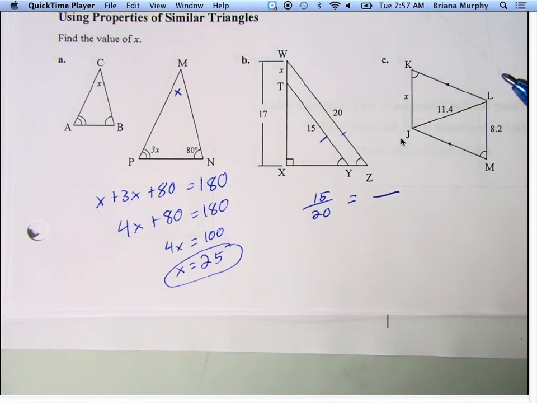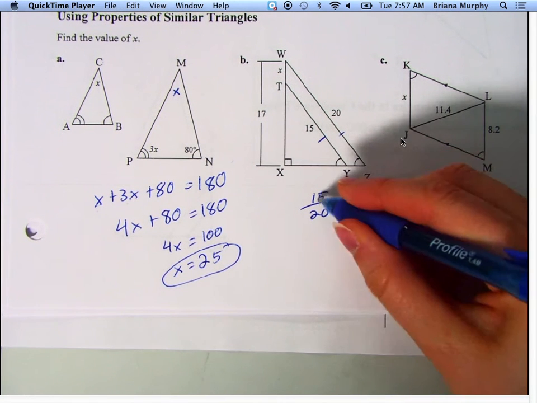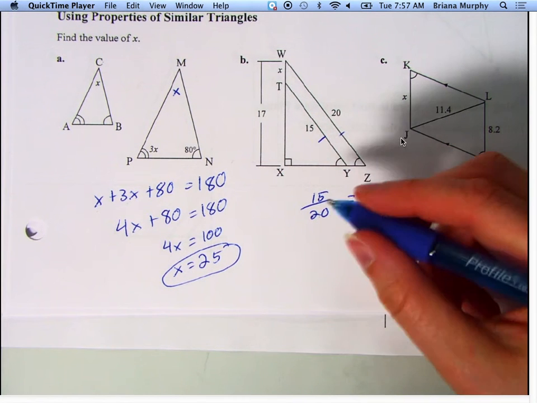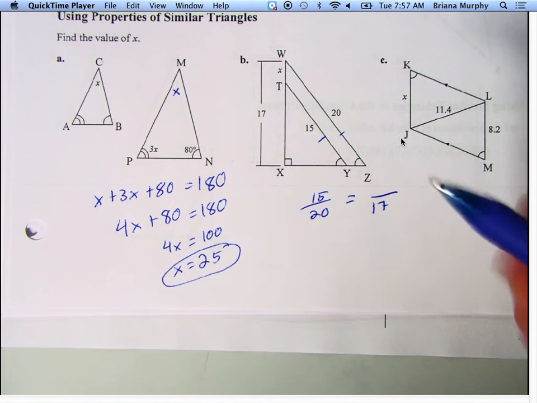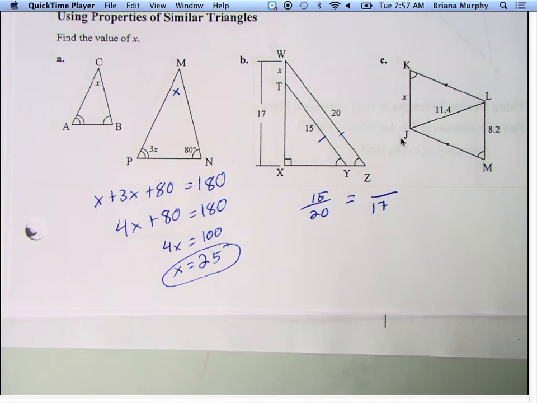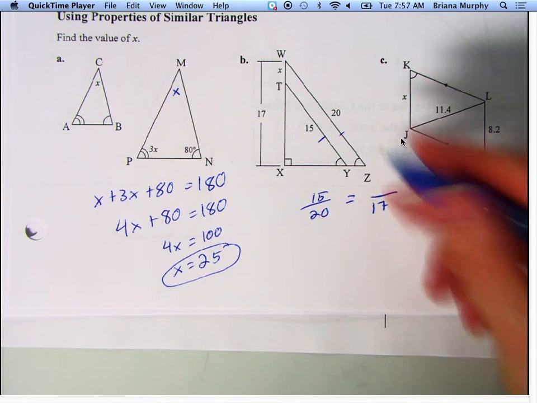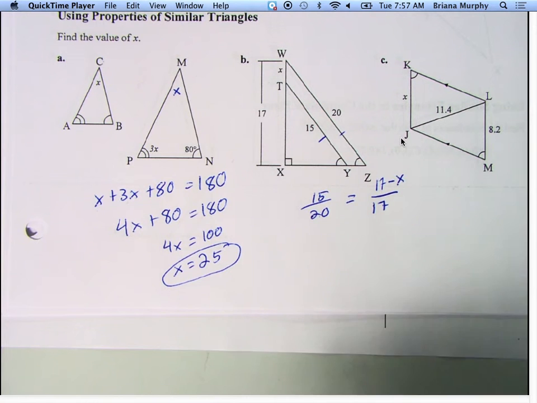Nope. Okay, this is the hard part. I know the big one is 17, so I know that goes on the bottom because I set up little over big, so I got to do little over big. If I did big over little, just make sure you do big over little on the other side. The hard part is figuring out what the little part is. 17 minus x, right? Okay.